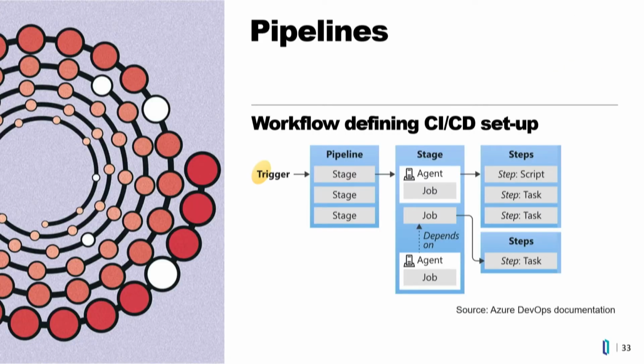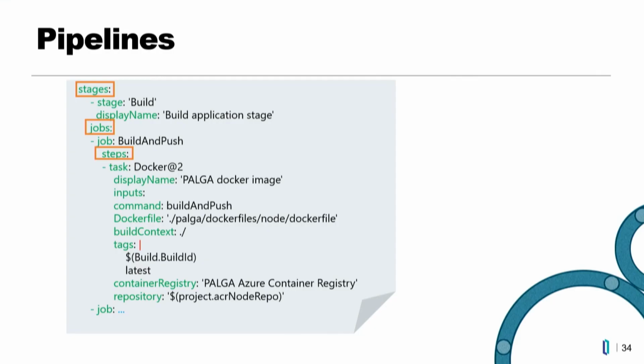And then the third part of it is, of course, gluing everything together: the pipelines. A pipeline is just a sequential description of all the stages you want to go through. In this case, this will be a build stage, a deployment stage, and a test stage, for example, for the test pipeline. On the next slide, we see the YAML file for this.